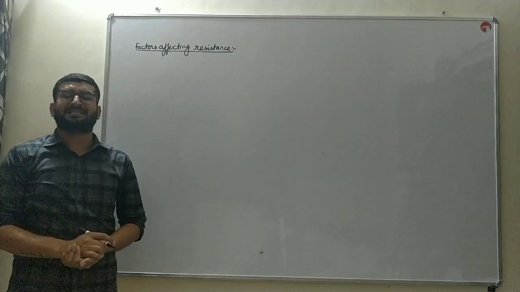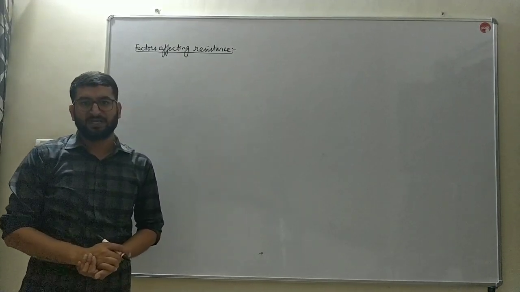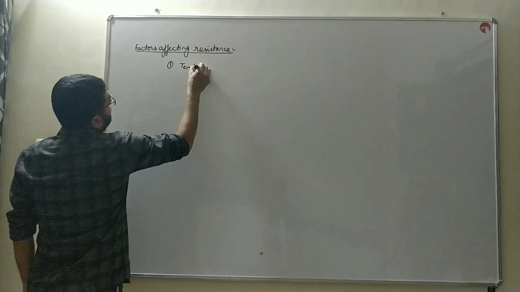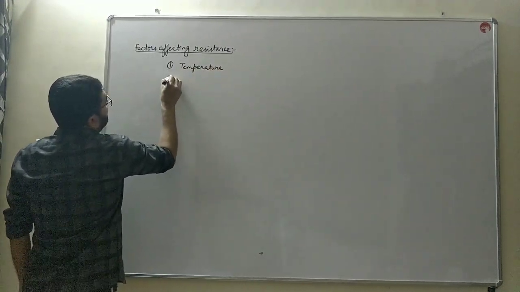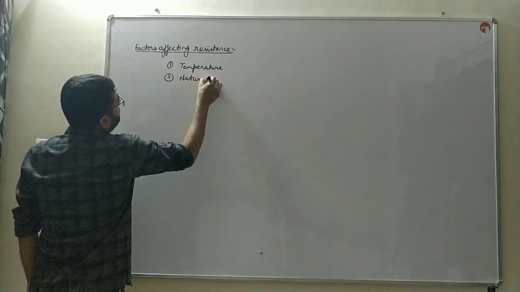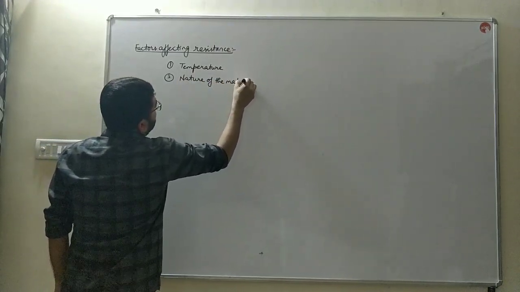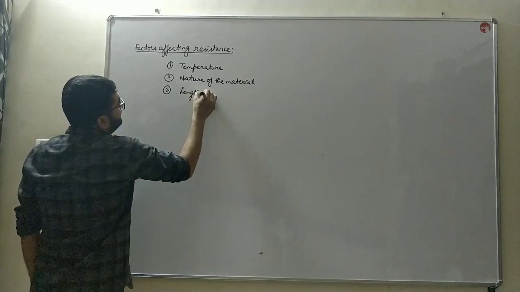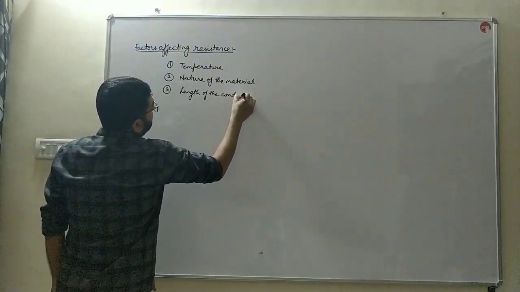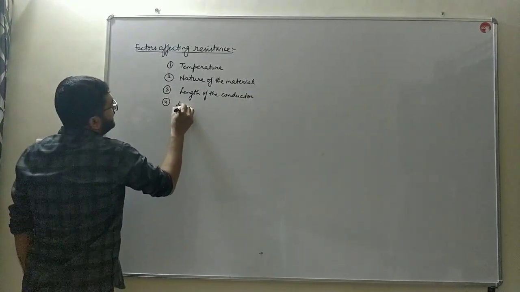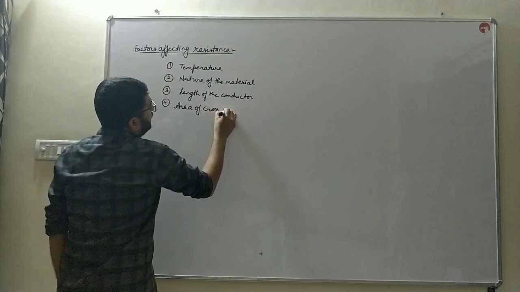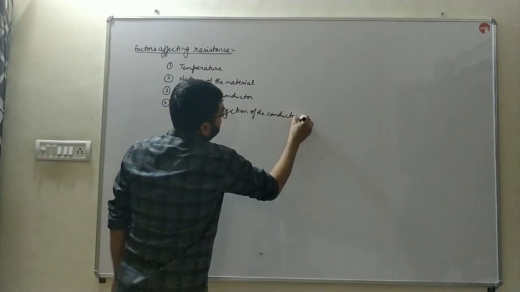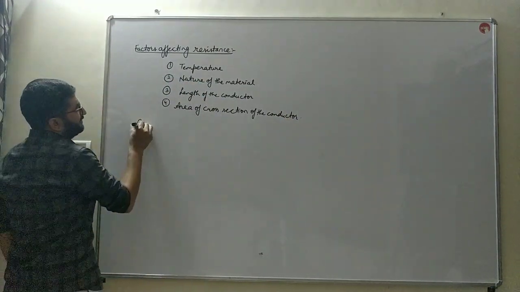Now we will discuss the next topic, that is factors affecting resistance. In total there are 4 factors which affect the resistance. First is temperature. The second is nature of the material. The third is length of the conductor. And the fourth one is area of cross section of the conductor. First we'll discuss the temperature.